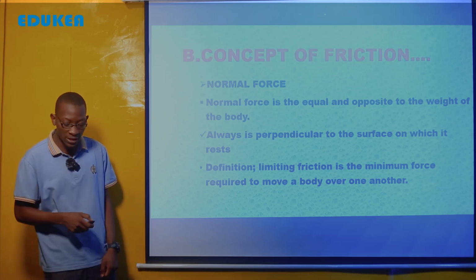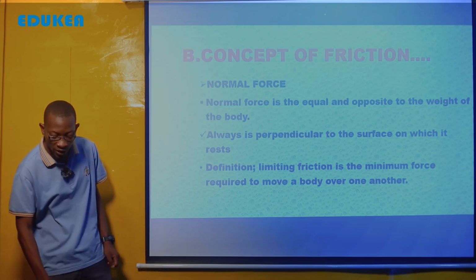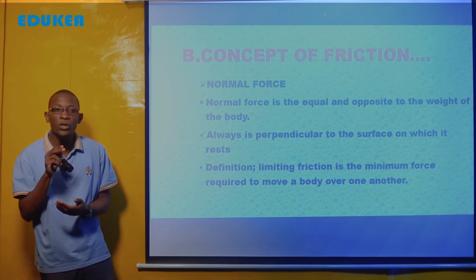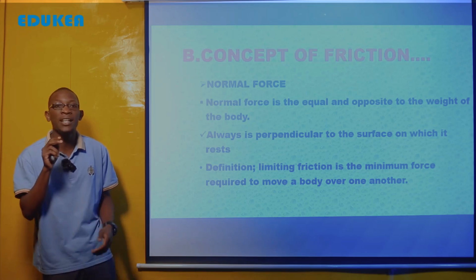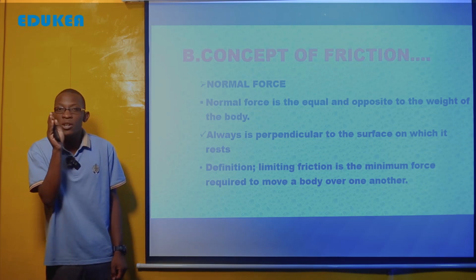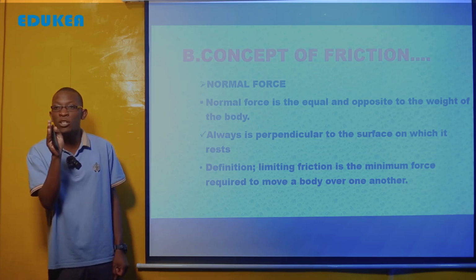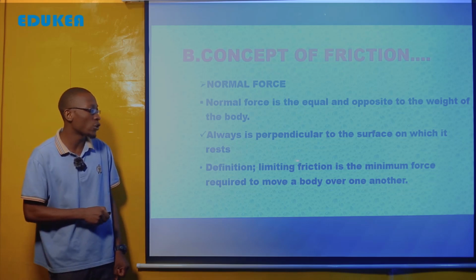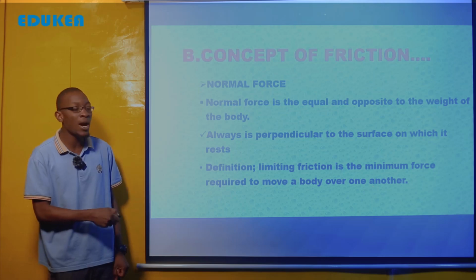So once tunapokuwa na kitu chetu tumekiweka kwenye meza, baada ya kukiweka kwenye meza tunahitaji nguvu kidogo tu kuweza kuadjust kile kitu kiweze kumove kutoka sehemu kiliyopo kwenda sehemu nyingine. So ile minimum force ambayo tunaitumika kuadjust ile body, hiyo tunaiita ni limiting friction. Is the minimum force required to move a body over one another.